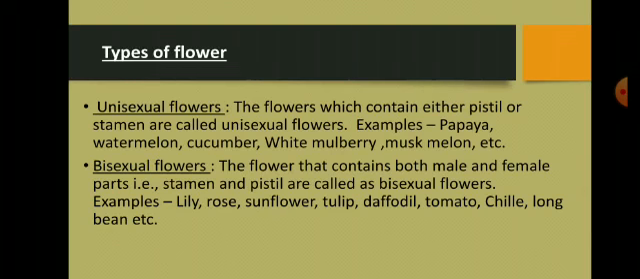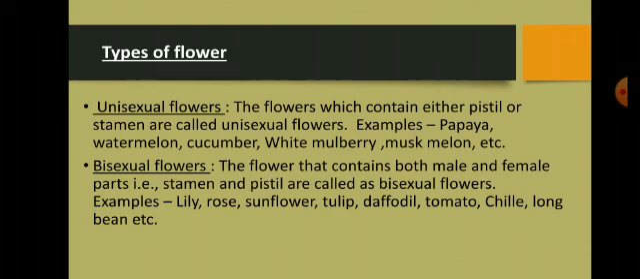Unisexual flowers are the flowers which contain either pistil or the stamen. Okay, so you must be confused now, what a pistil and what a stamen, this we are going to discuss in the later part of this video. So first of all, you should know that unisexual flower contain either pistil or the stamen. Examples for unisexual flowers are the papaya, watermelon, cucumber, white mulberry, muskmelon, and etc.